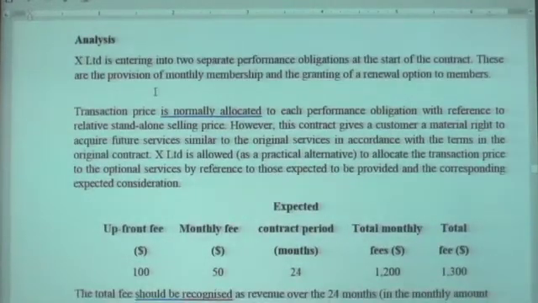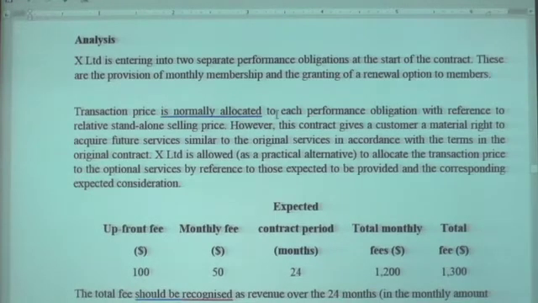Let's see the analysis. X Limited is entering into two separate performance obligations at the start of the contract. These are the provision of monthly membership and the granting of a renewal option to the member. Is that clear? If they join, you will grant them a renewal option for the next year.